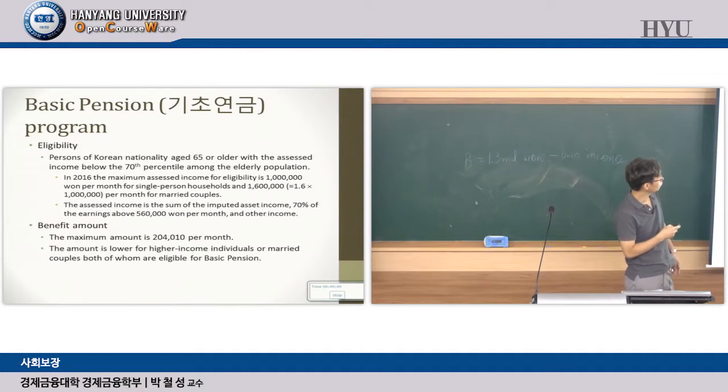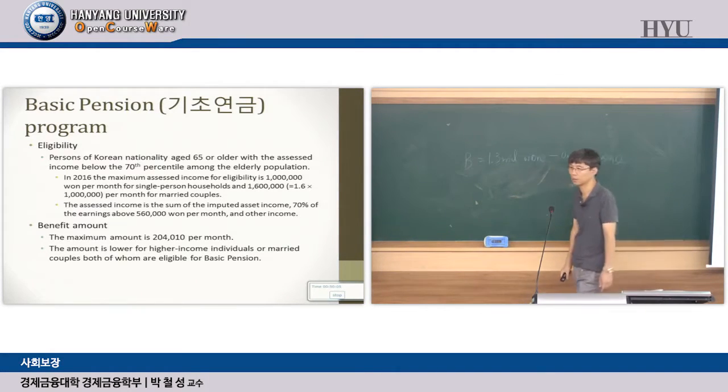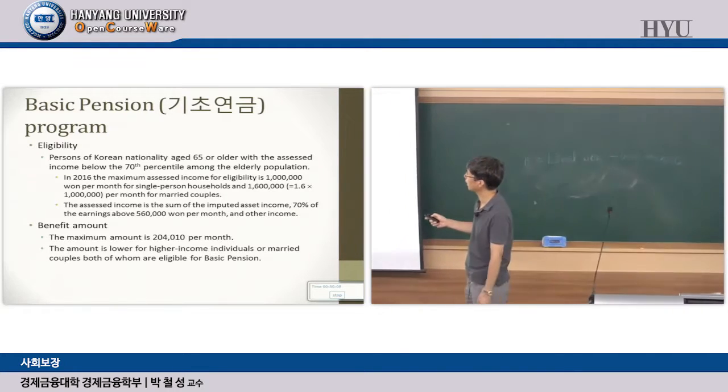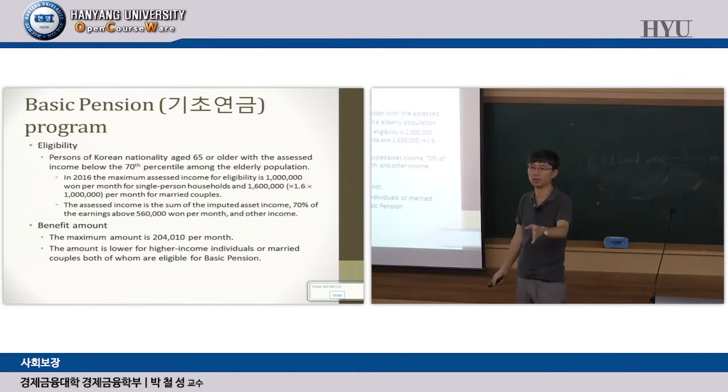Okay, so how much is the 70th percentile? In 2016, that was 1 million won per month for single-person households, and 1.6 million won per month for married couples. Okay, so they look at only the elderly individual's income. Let's say there is a single elderly person whose income is below 1 million won per month. Okay, then they will get the benefit. If it's a couple, 1.6 million.